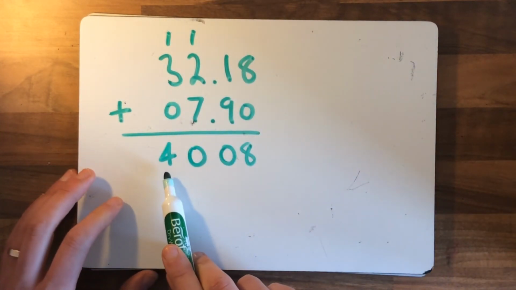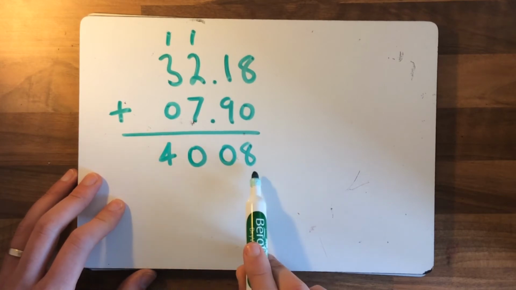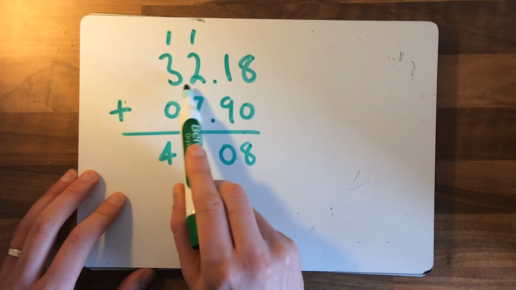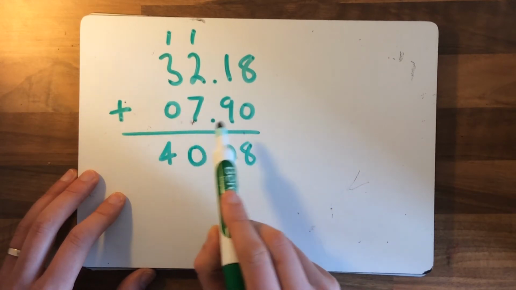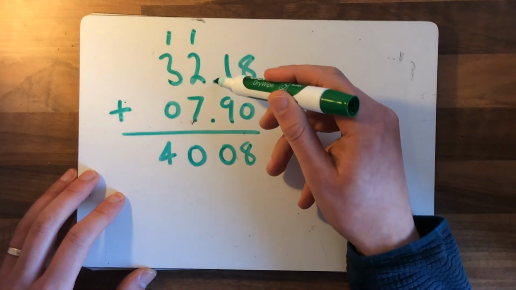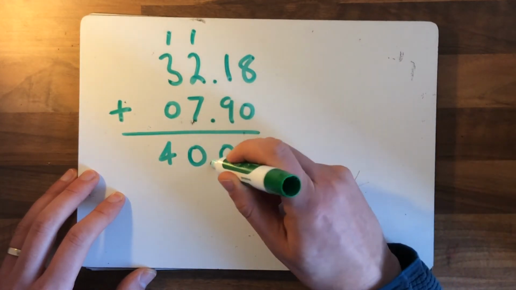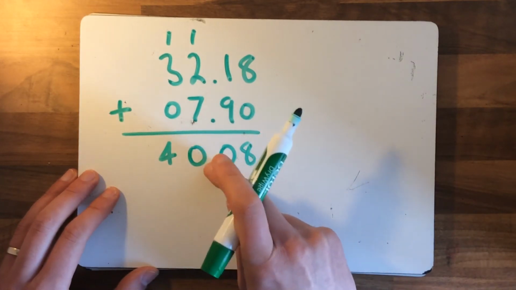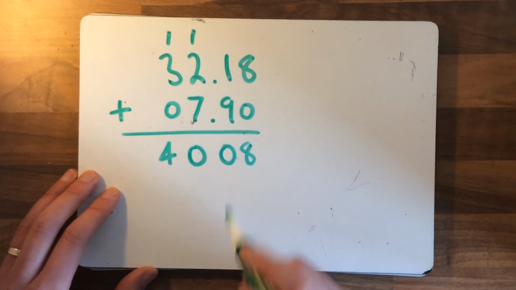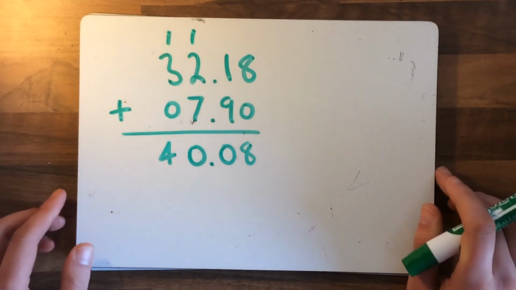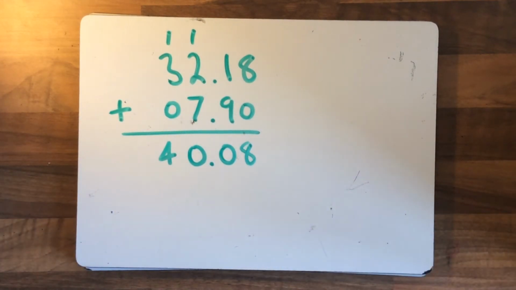Now, at the moment, my answer says 4,008. We know that is definitely wrong though, don't we? Because this number is very close to 32. This number is very close to 8. So our answer should be about 40, shouldn't it? Remembering that decimal point needs to be lined up one on top of another to get to 40.08. You see, if that doesn't go in there, how wrong the answer is. It needs to go in there, really crucial, otherwise it's 100 times too big.